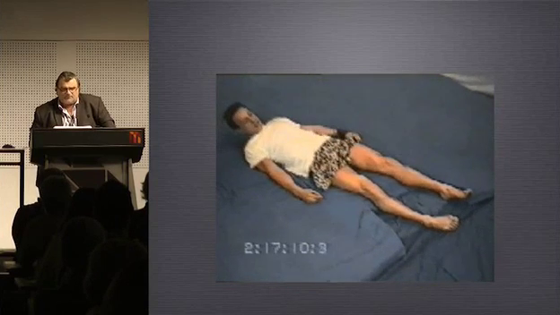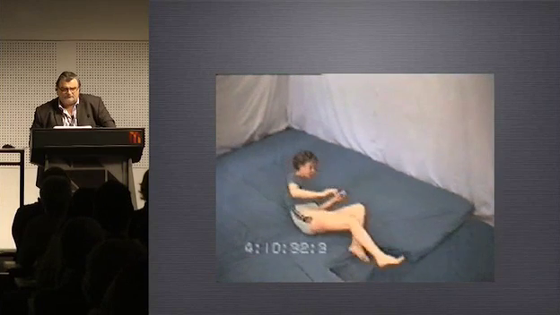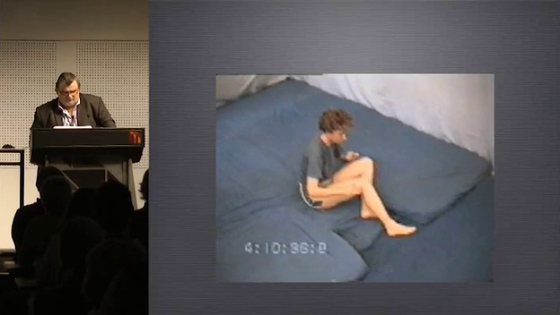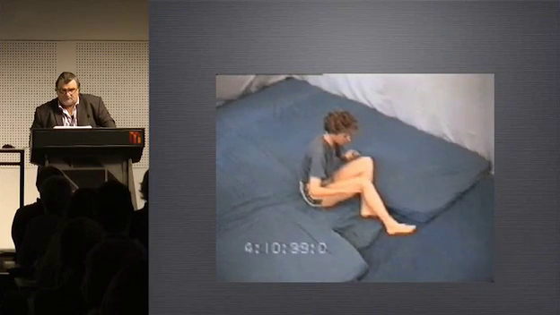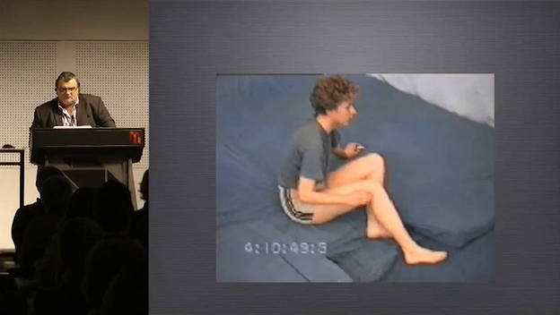This subject stretches his right arm and turns his head to the right. Grasping and head raising.